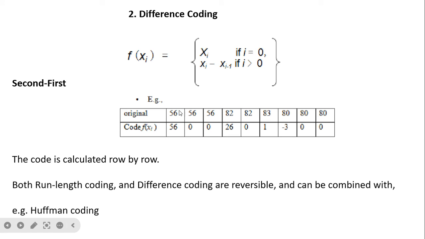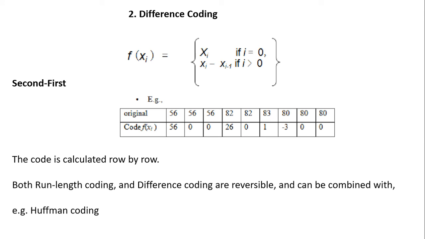So 56 minus 56 is 0, 56 minus 56 is 0. So we are subtracting the previous value. 82 minus 56 is 26, 82 minus 82 is 0, 83 minus 82 is 1, and in this way we are capturing the interpixel redundancy.